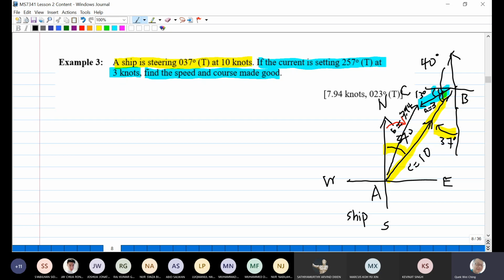Okay, so I want to find the course made good, right? The course made good is the red color one. Then I want to find this. But before then, I need to find angle A first, right? You need to find angle A.